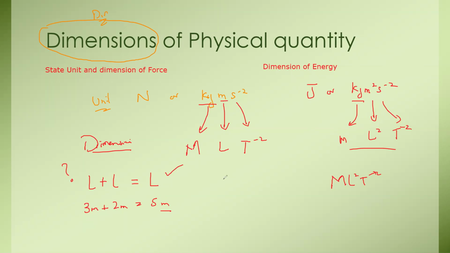What will be the answer for L minus L? L. So length minus length, dimension minus dimension, I will get L. When you subtract two identical dimensions, you get the same result. For example, if you have 10 meters and subtract 3 meters, you get 7 meters, so your final answer will be length. But what will be L divided by L? What will be the answer?